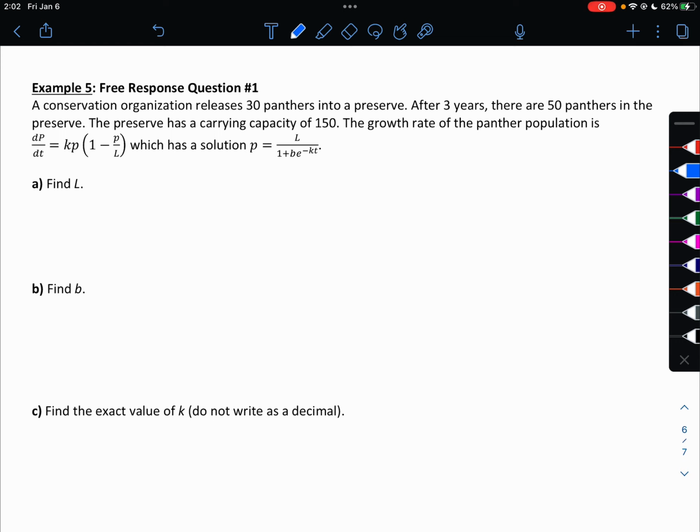All right, a free response question. Here we go. A conservation organization releases 30 panthers into a preserve. After 3 years, there are 50 panthers in the preserve. So that gives us 2 points. The first point is (0, 30). The second point is (3, 50). The preserve has a carrying capacity of 150, so that means L is 150. The growth rate of the panther population is given by dP/dt, which is clearly logistic growth, which has a solution given by P. Number 1 says find L. Well, L is the carrying capacity. We've already got that. It's 150 panthers.